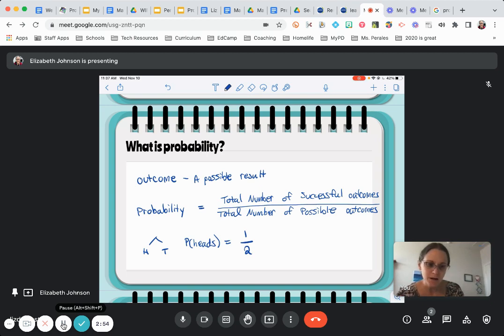Let's talk about rolling a dice. Let's say that I need to roll a 6 in order to win the game. What would the probability of rolling a 6 be? Well, let's see. There is only one 6 on my dice. And my dice has 6 sides. So the probability of getting the number 6 when I roll a dice is 1 out of 6. And this is how we can use the definition of probability to figure out what the likelihood of an event happening is.